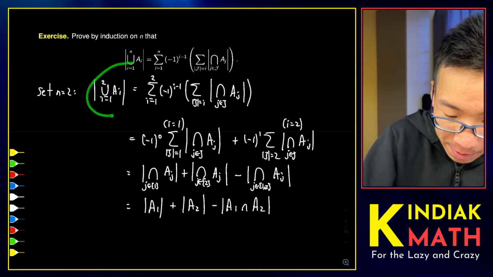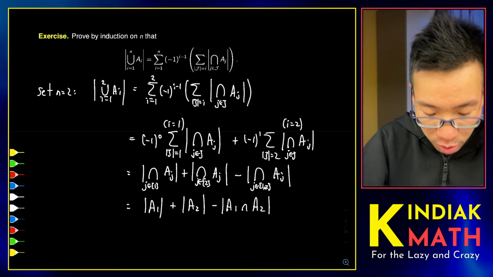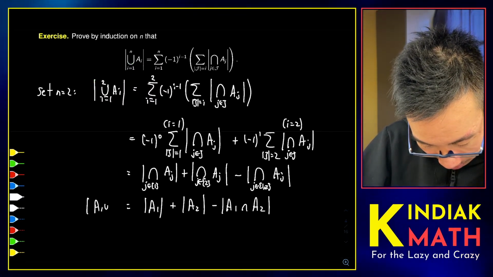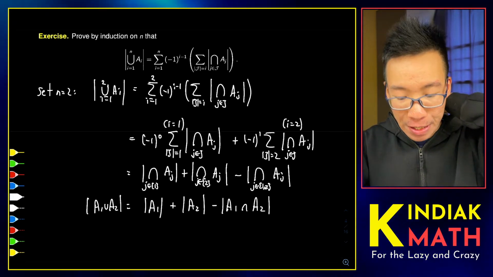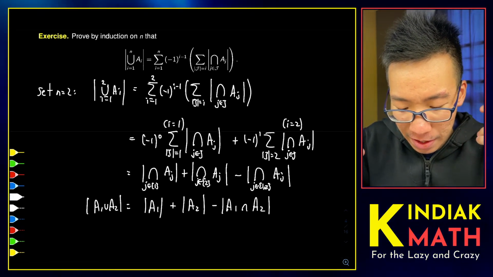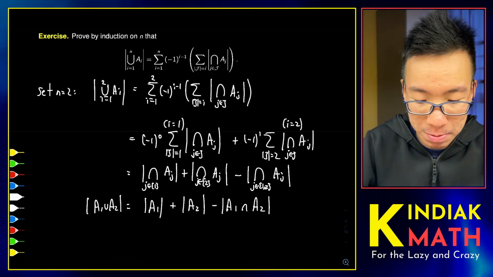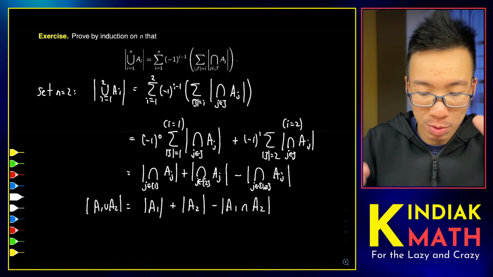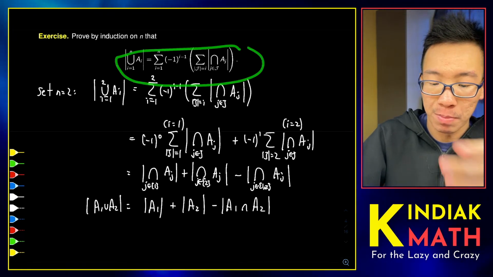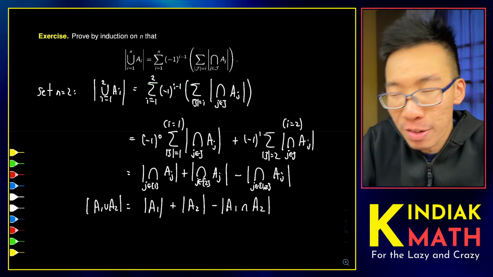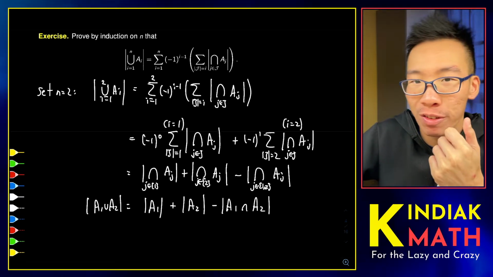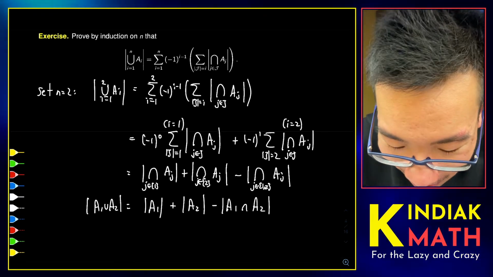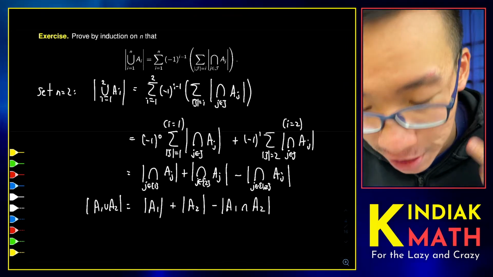However, on the left side is the union of the two Ai's. So we do in fact recover the basic inclusion-exclusion principle for two sets. This is just a check to see that this generalization works out very nicely. It's a pretty long and tedious exercise. If you don't feel like doing it, it's not a big deal. But there is a way to generalize it if you wish.